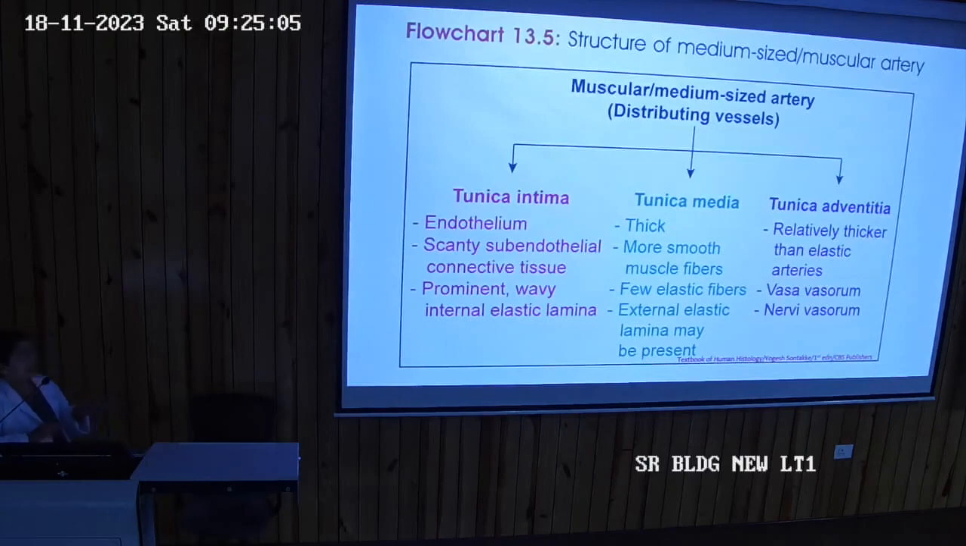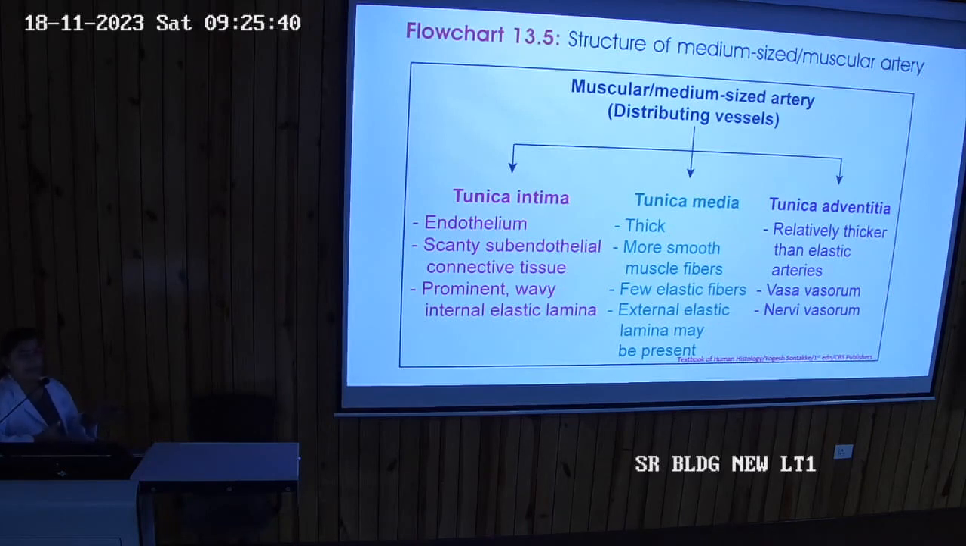Next is the muscular artery or the medium-sized artery. Another name for the medium-sized artery or muscular artery is conducting vessels. Now in this medium-sized artery, which is a distributing vessel, the tunica intima consists of endothelium, scanty subendothelial connective tissue, and now we can differentiate the internal elastic lamina because the middle layer is comprised of muscle fibers. So more of the smooth muscle fibers will be there.